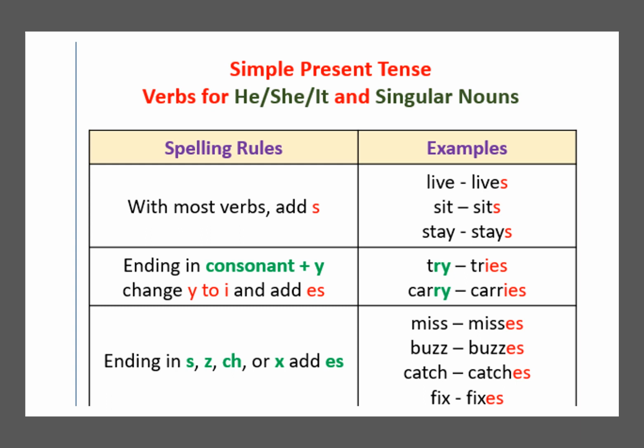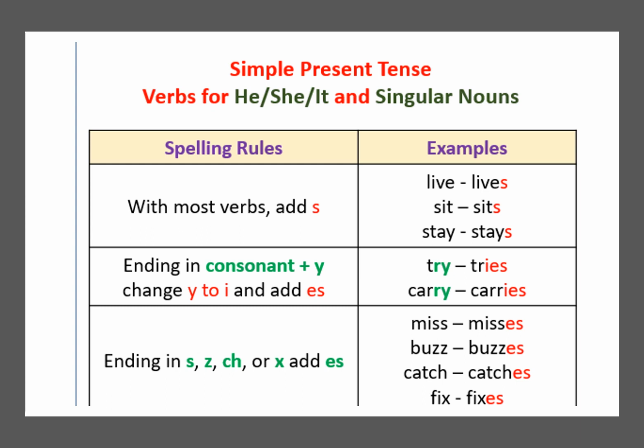Children, we often make mistakes in identifying the correct form of verbs. So there are certain rules we need to remember when we have sentences with third person pronouns like he, she, or it, and singular nouns. Let us understand this one by one. With most of the main verbs, we add s to make it into present tense. For example, live becomes lives, sit becomes sits, stay becomes stays.